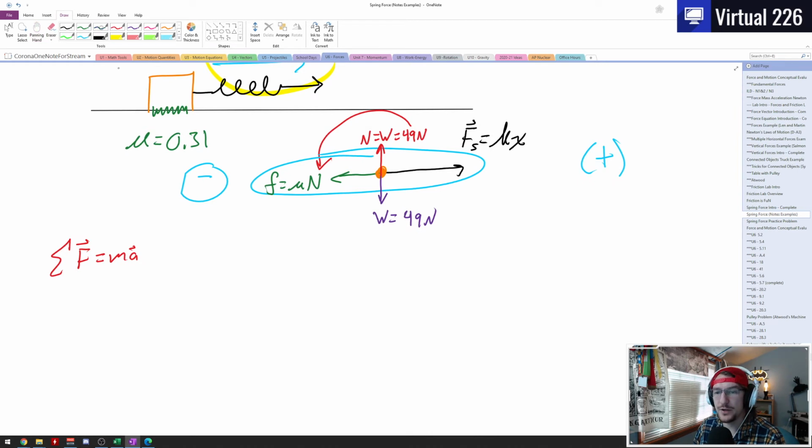If we set up our equation then, we need to add our forces, and we have two of them, one to the right, one to the left. Those are the ones we care about.